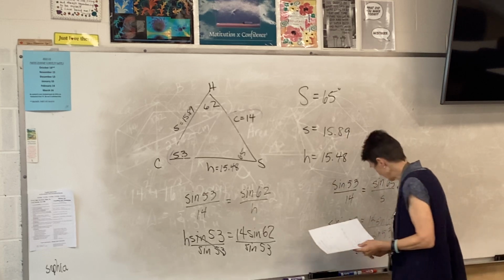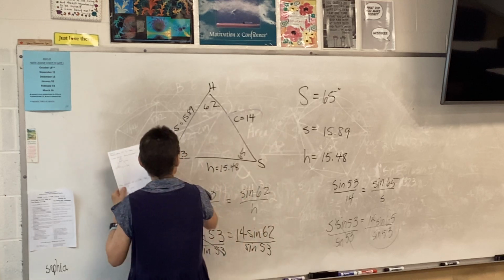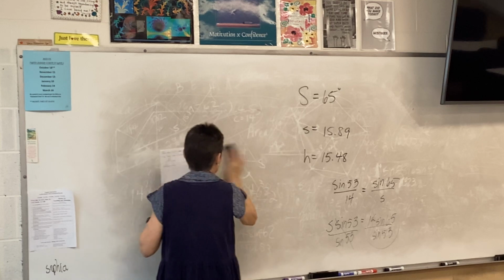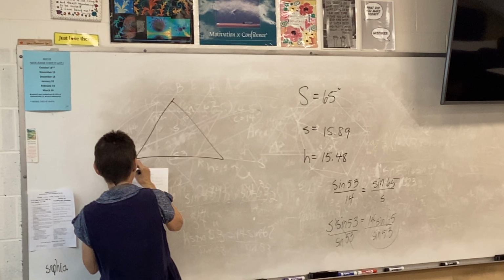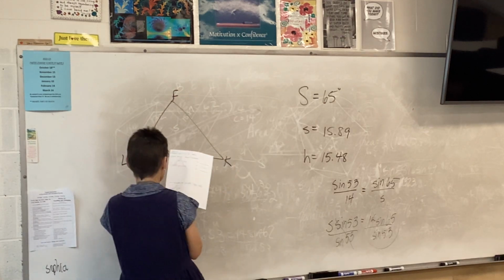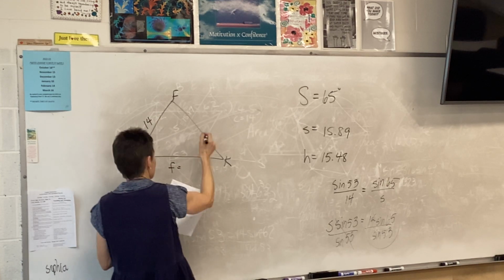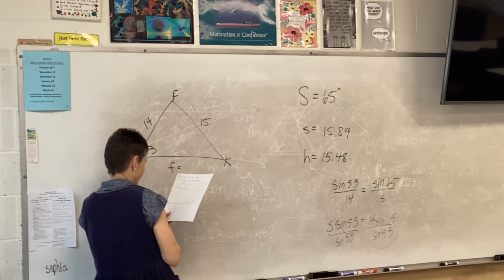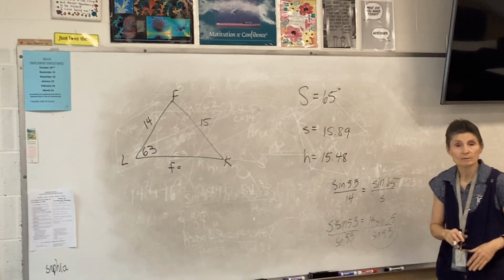All right, one more problem and then we'll be done. Number 2, on the practice quiz. How many triangles are possible? All right, so let's look at this. This is triangle LKF. Guess whose initials those are? This is 14. This is 15. This is 63. Directions are simply how many triangles are possible.